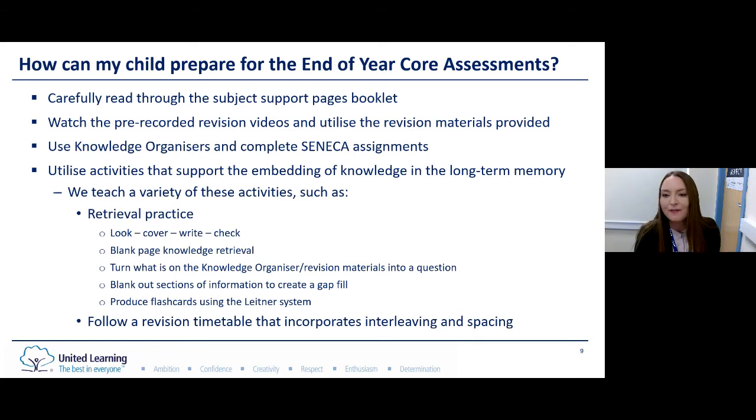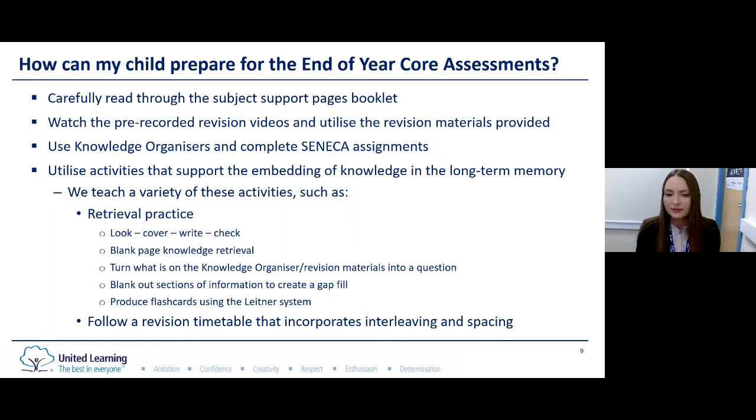How can your child prepare for the end of year core assessments then, in addition to what's already been discussed? Well, carefully read through those subject support pages booklet. Watch those pre-recorded revision videos and utilise the materials provided. And in addition, using their knowledge organisers and completing any Seneca assignments that have been set or recommended to them throughout this process.